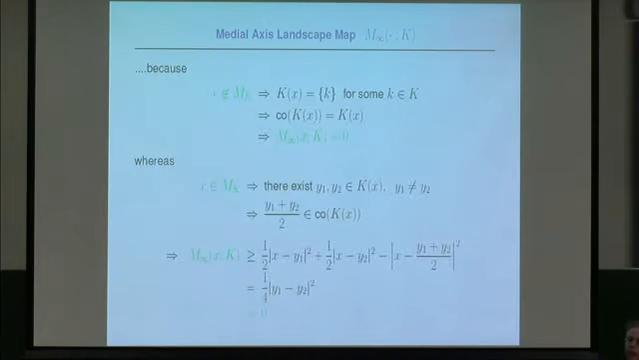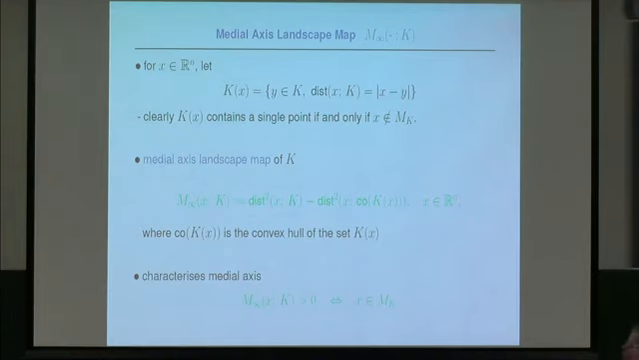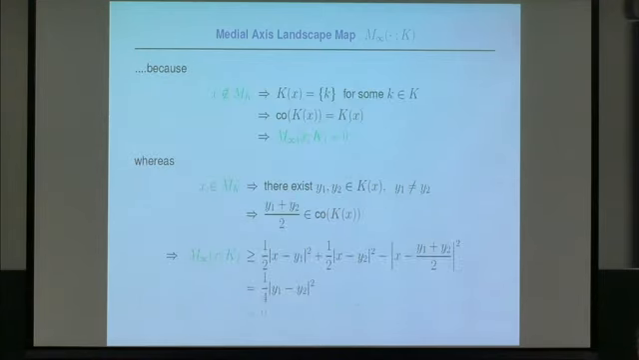So why is this? If we take a point which is not in the medial axis, then this set k of x is just a single point by definition of the medial axis, right? And then we get that the convex hull of k of x is just k of x. It's a single point, right? And therefore, the medial axis landscape map is just 0, right? Because if you go back to the definition, it's just the square distance to k minus the square distance to the convex hull of k of x, but this is just k of x, right? Okay, so that's why it's 0 when you're not in the medial axis.